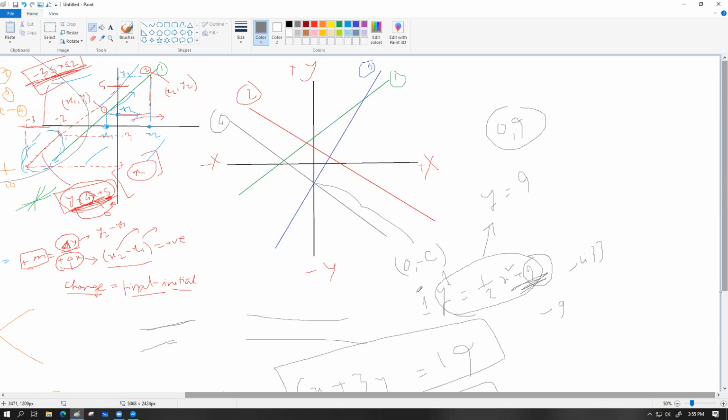Yes, Adiba Amira. Sir, what if the segment doesn't ever touch the y-intercept? If the segment doesn't touch the y-intercept.